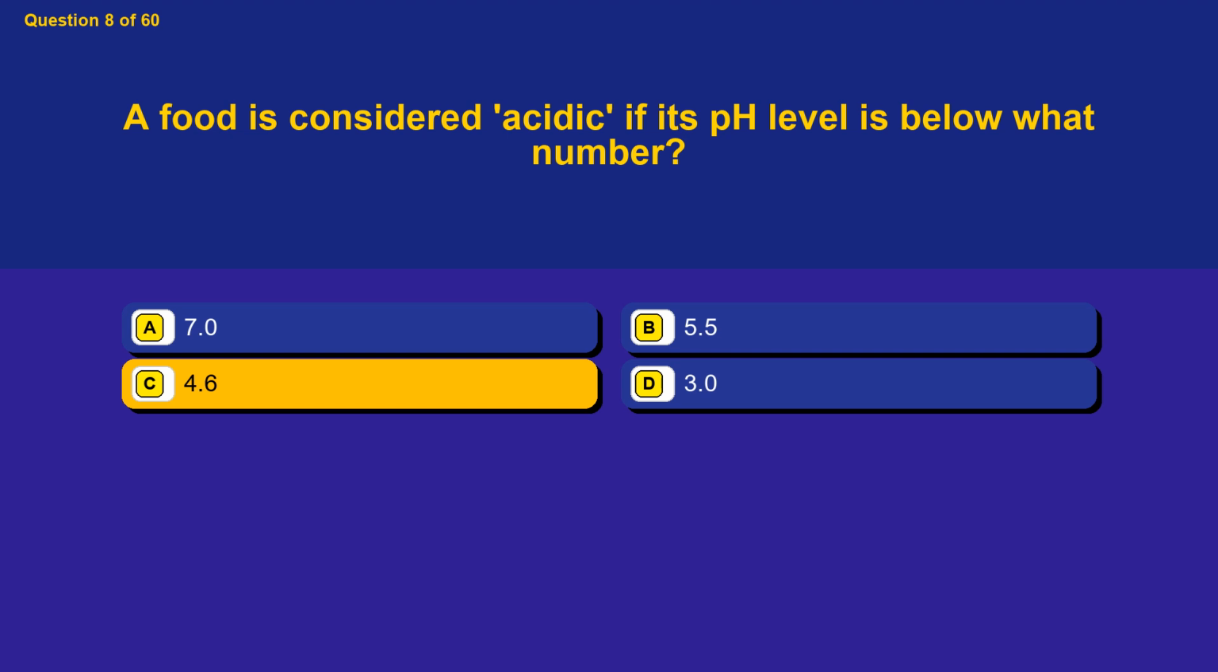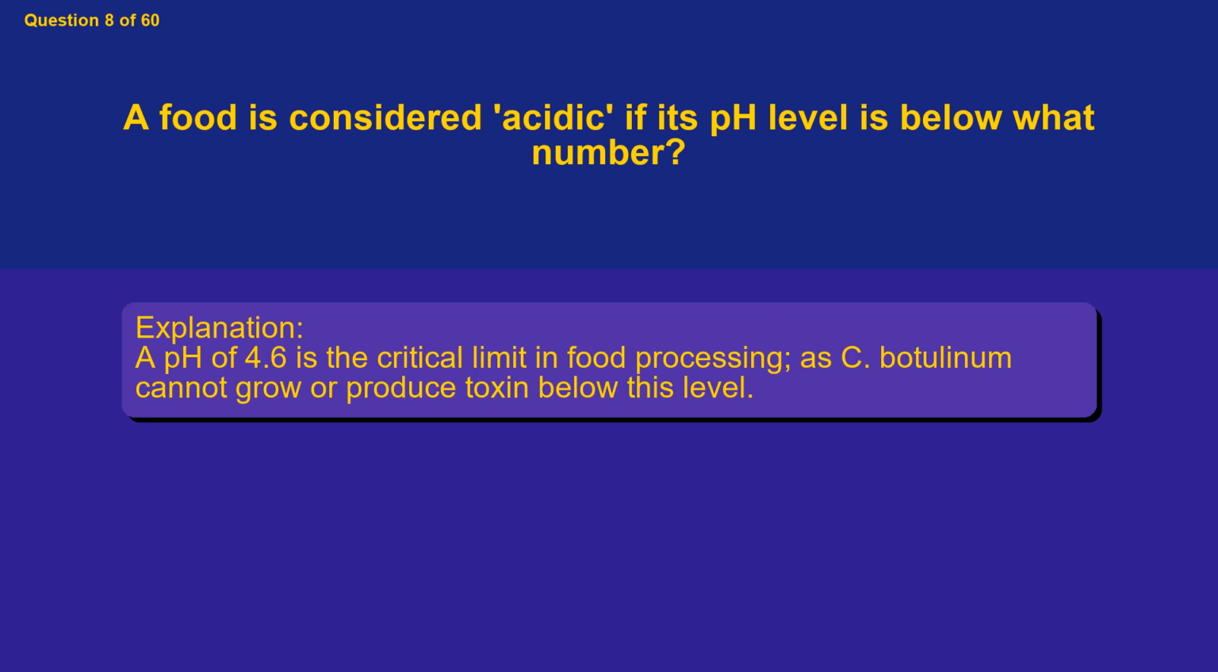The correct answer is option C, 4.6. A pH of 4.6 is the critical limit in food processing, as C. botulinum cannot grow or produce toxin below this level.